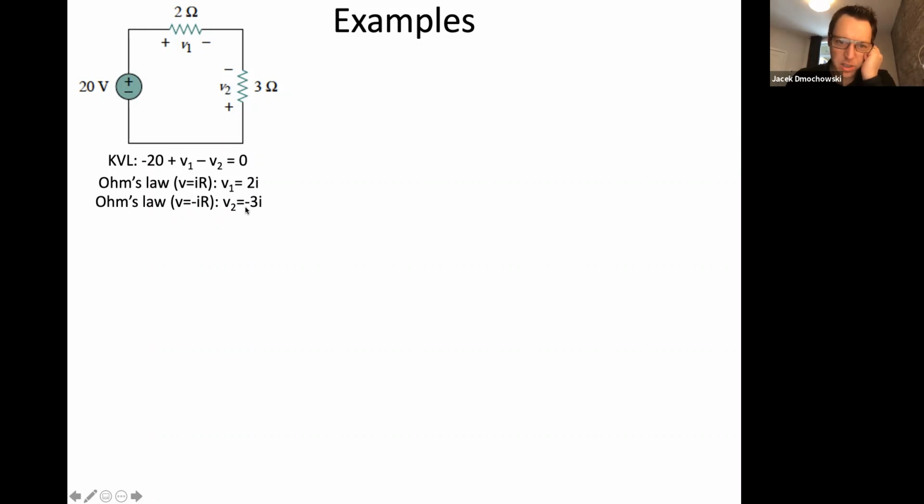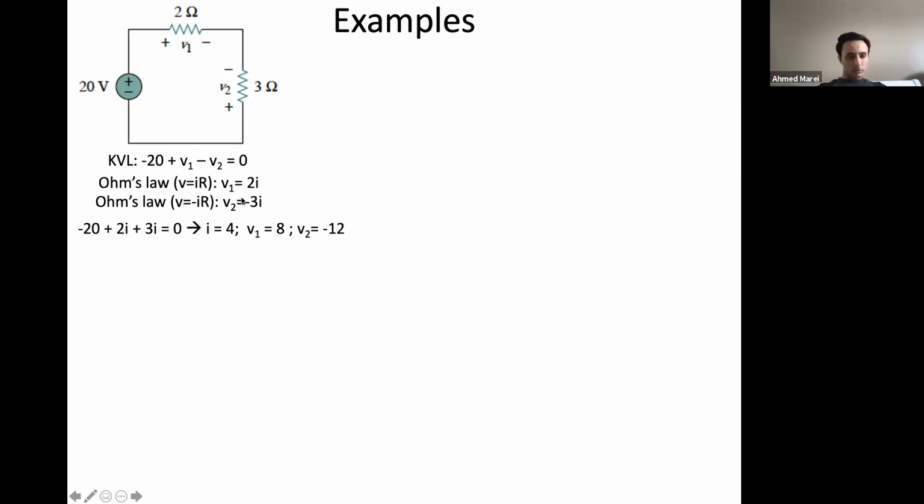And now we have the two equations and two unknowns. So we can simply substitute into the KVL equation. And we arrive at -20 plus 2I plus 3I is equal to 0. In other words, I is equal to 4 amps, which makes V1 equal to 8 volts and V2 equal to -12 volts.